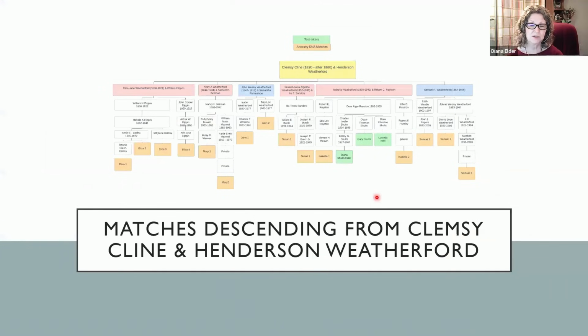And, of course, the first thing you're doing in a DNA project is trying to make sure you've got DNA evidence for your known ancestor. And so here's Clemsy, and here are her known children. And then I had DNA matches through all of those independent lines of her children. So I had 3 test takers, myself and 2 cousins, and we had a lot of DNA evidence amongst the 3 of us for all of Clemsy's descendants. So I felt good about our genetic descent from Clemsy and Henderson Weatherford.